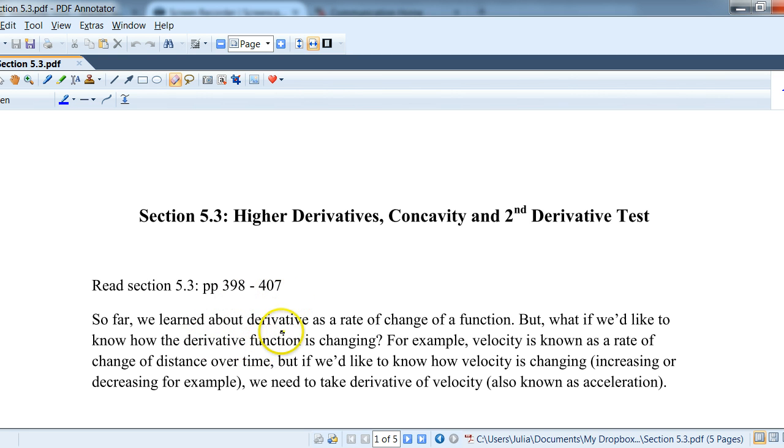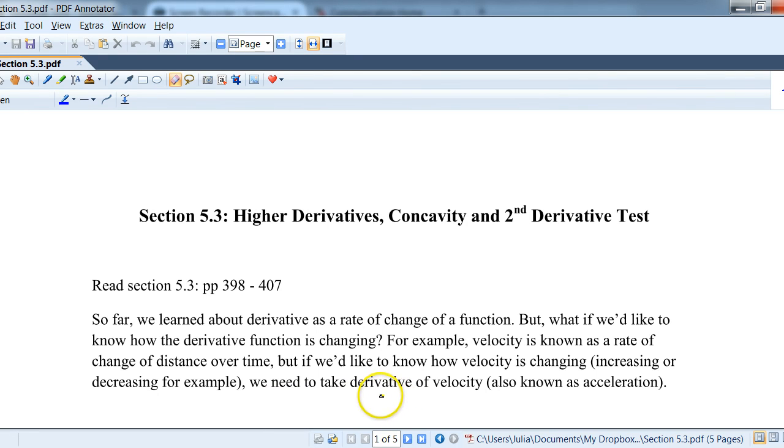So far we've learned about derivative as a rate of change of a function, but what if we'd like to know how the derivative function is changing? For example, the velocity is known as rate of change of distance over time. But what if we would like to know how velocity is changing? For example, are we accelerating? Does the velocity increase? Or are we decelerating? Does the velocity decrease, for example?